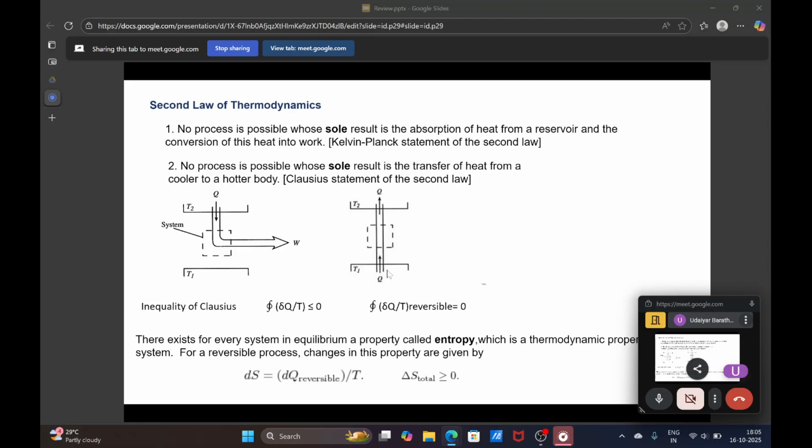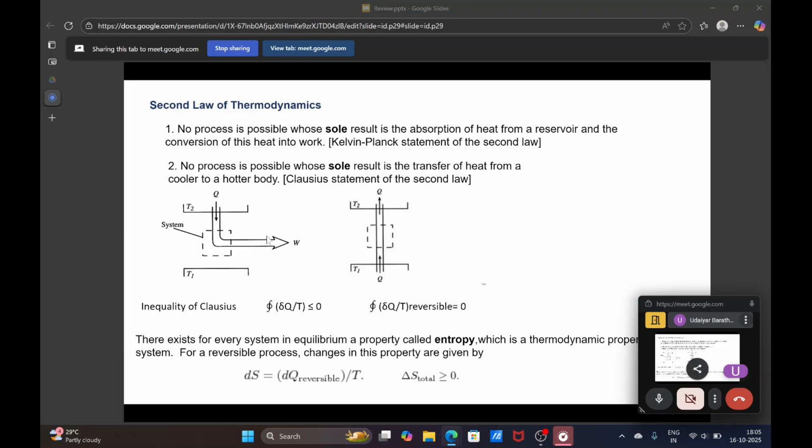So without work transfer, you cannot transfer heat from a low temperature source to a high temperature source. That's what the Clausius statement says. And then you have the Clausius inequality. So for a cyclic integral, ∮δQ/T will be equal to 0 for a reversible process, and less than or equal to 0 in general. So it will be less than 0 for an irreversible process.